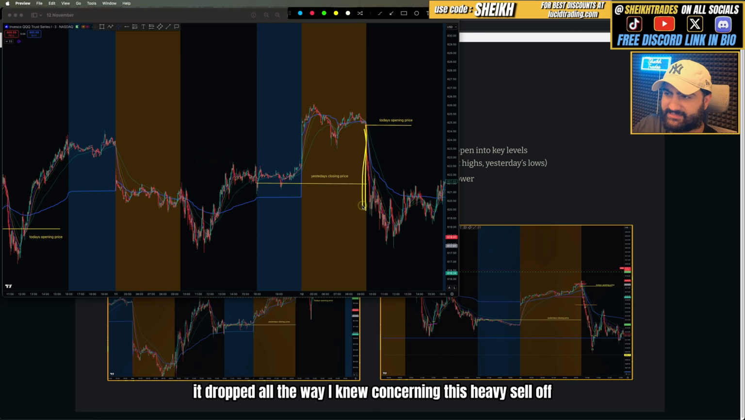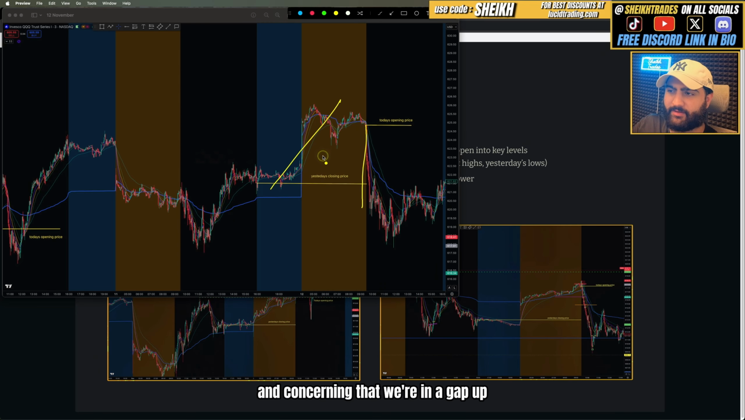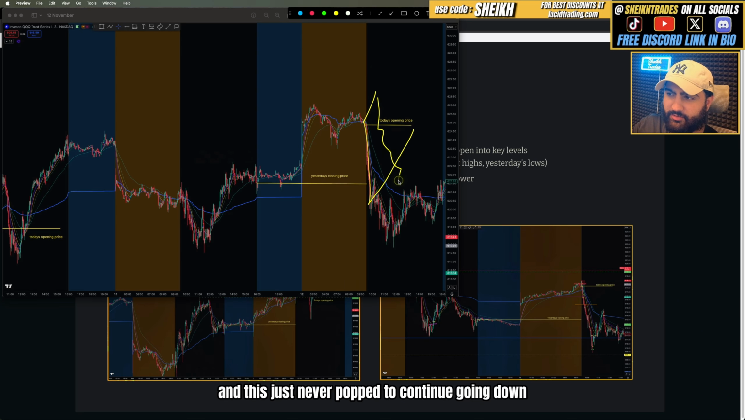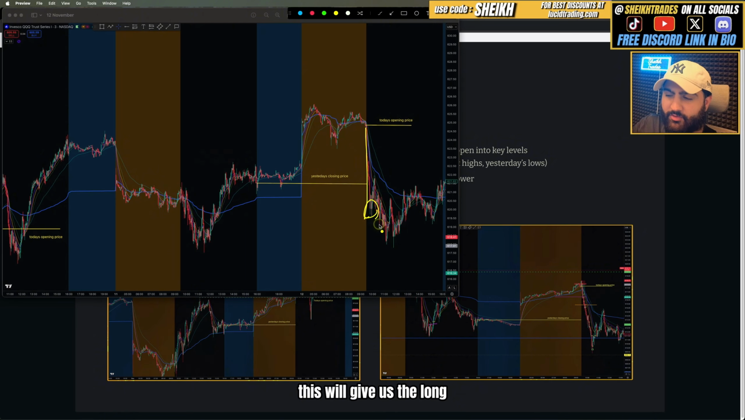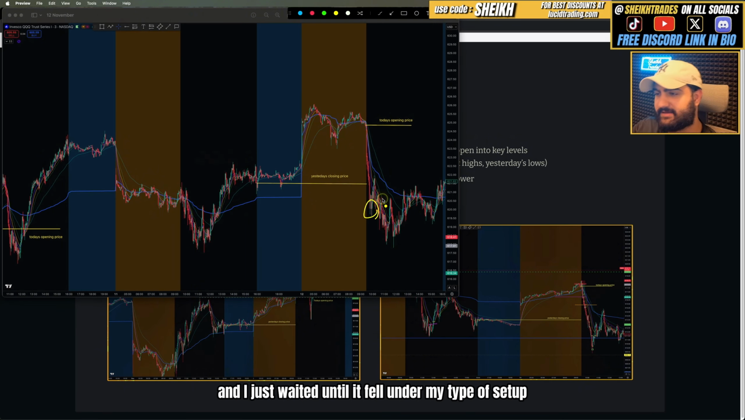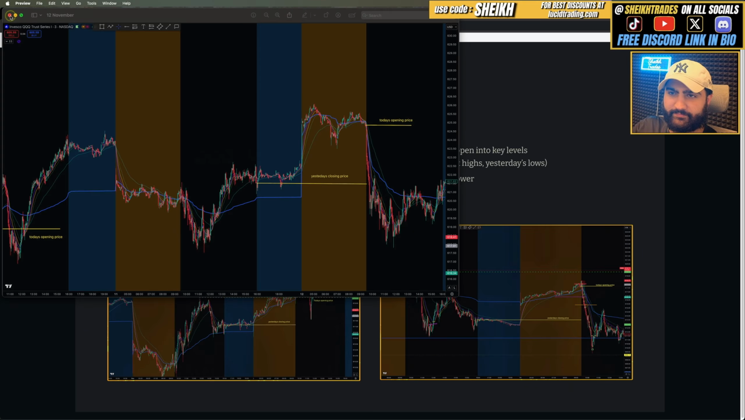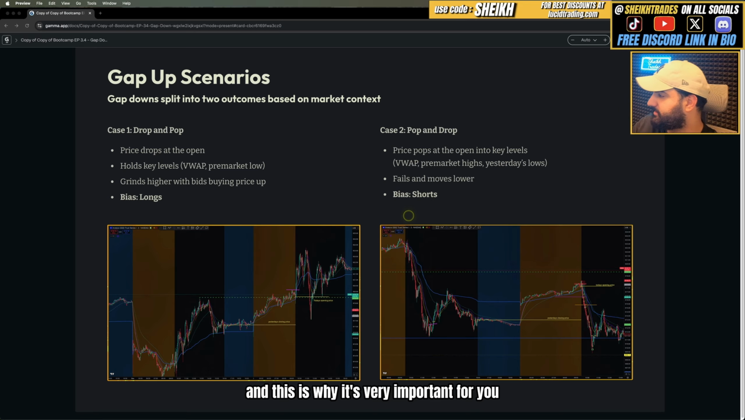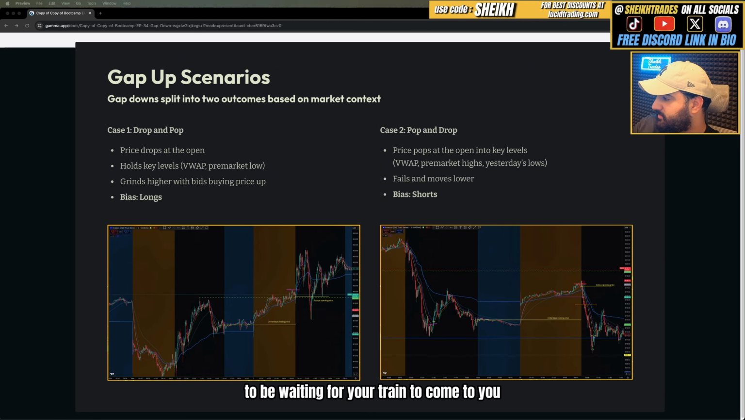I knew, considering this heavy sell off and considering that we're in a gap up, that we could either pop and then go back, or we could drop and then go back. And this just never popped to continue going down. All it did was immediately dump. So I was like, okay, this will give us the long, and I just waited until it fell under my type of setup, and I took my entry right around here, sold everything here. And this is why it's very important for you to be waiting for your trade to come to you, which a lot of people struggle to do. Let's put this here.